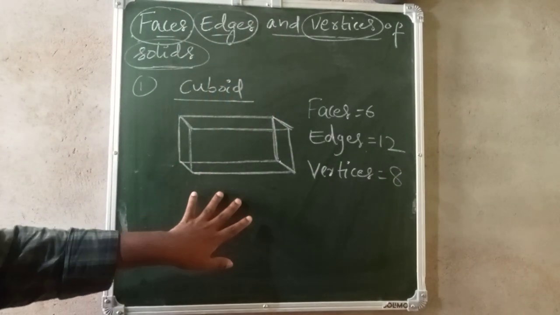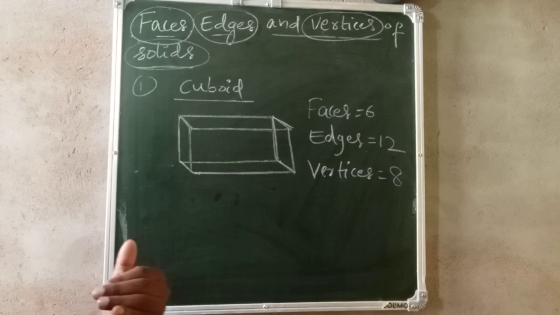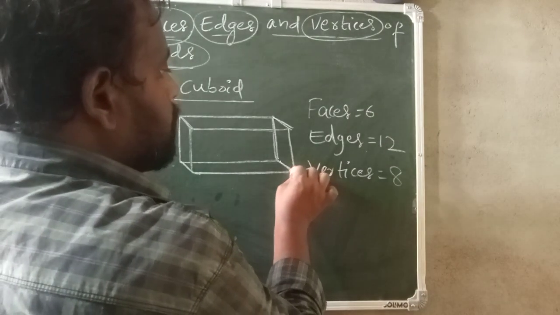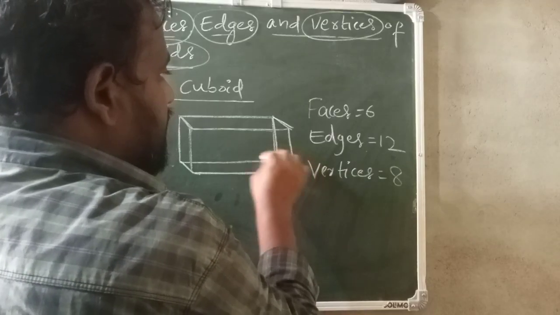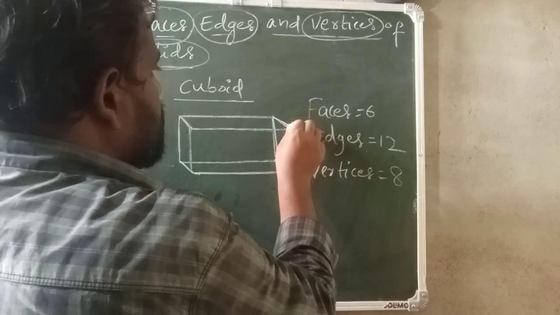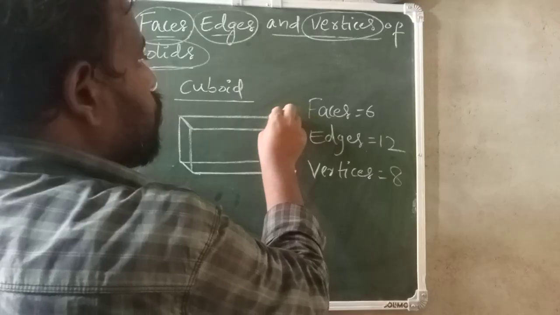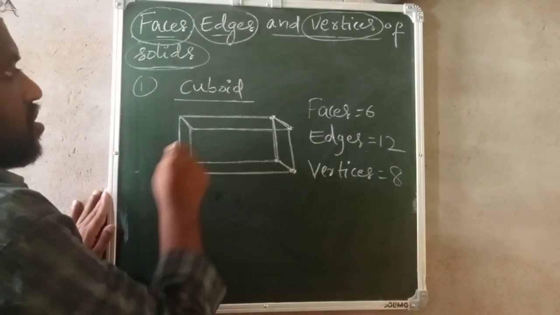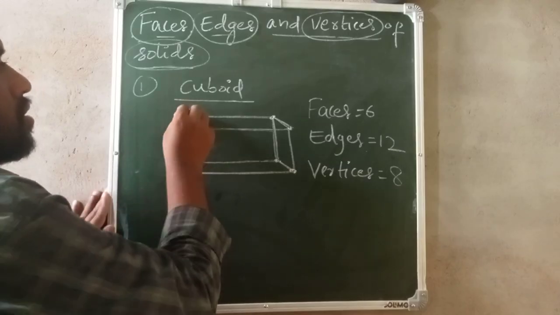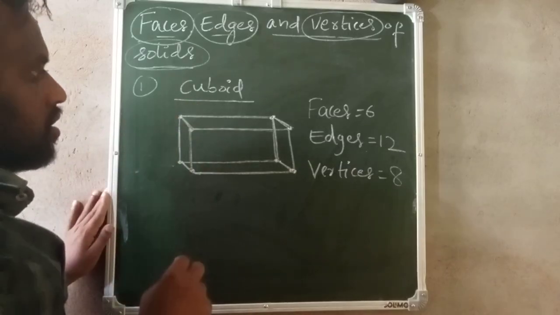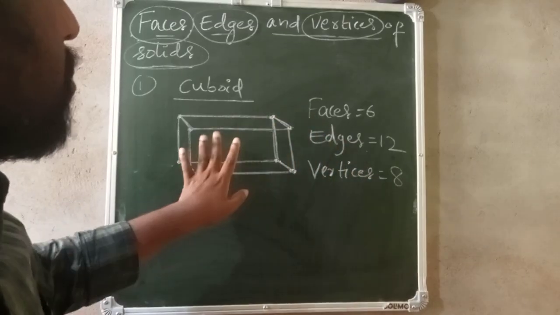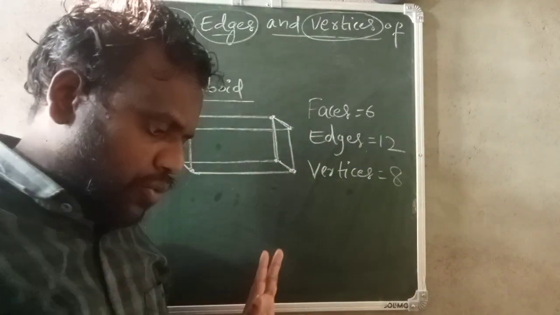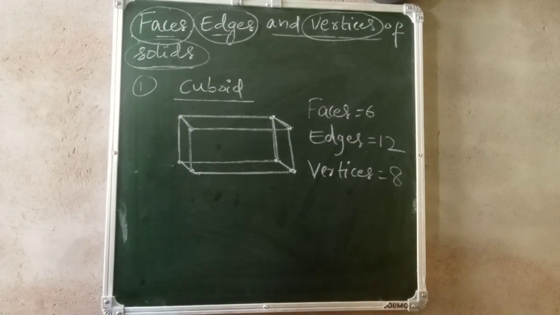So on the diagram, if you want me to show the vertices, I will show like this. See, this is one corner point. This is second. This is third point. This is fourth. This is fifth. This is sixth. This is seventh. This is eighth. Okay. So 8 corner points are there. So vertices is equal to 8. Okay. I hope you understood. Next.